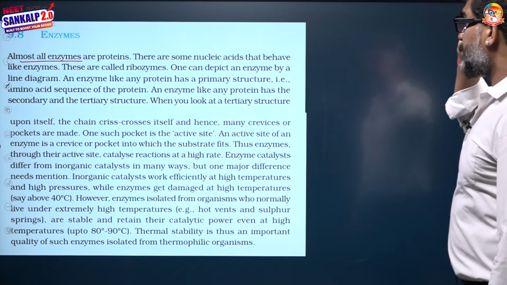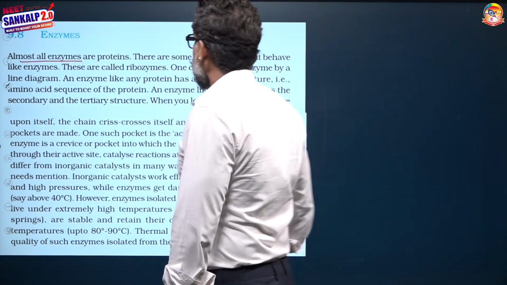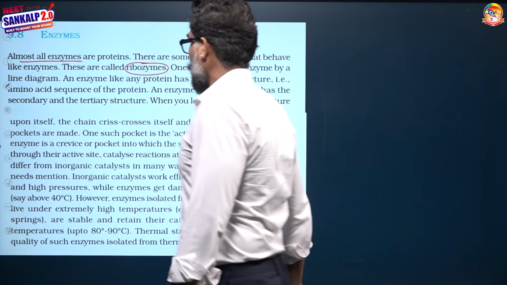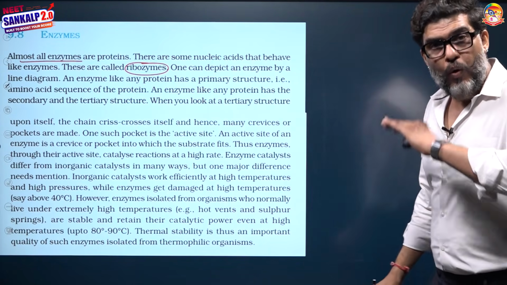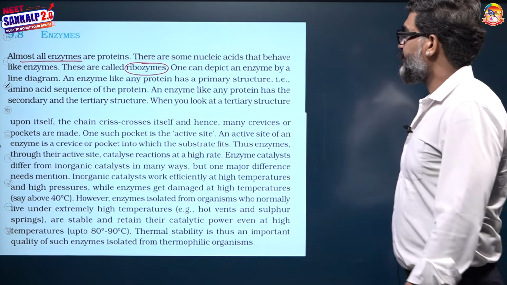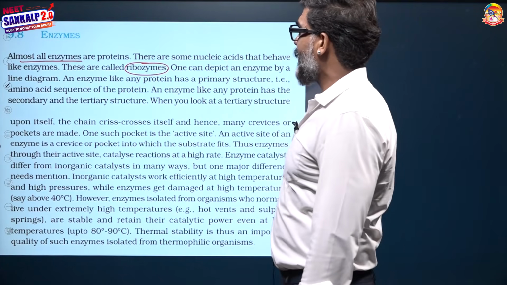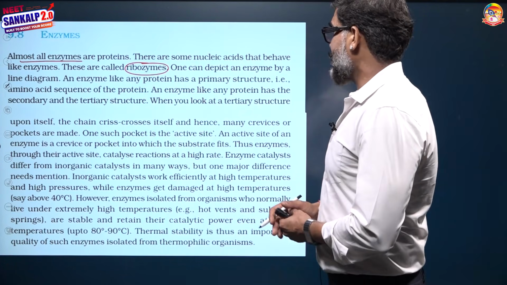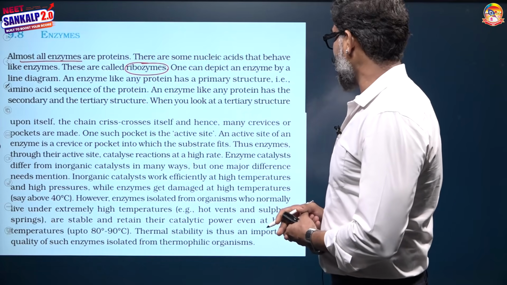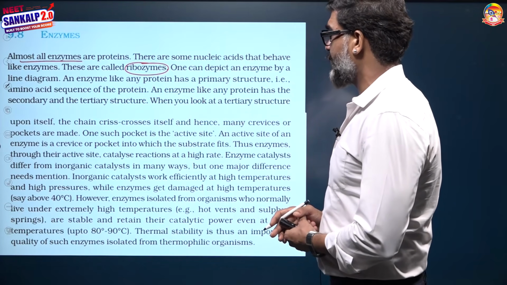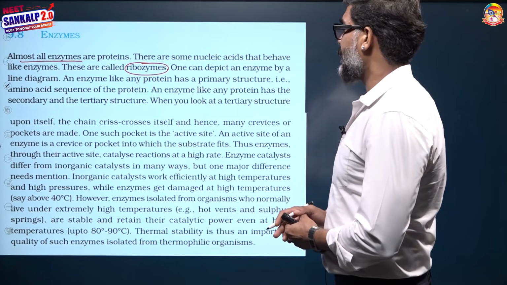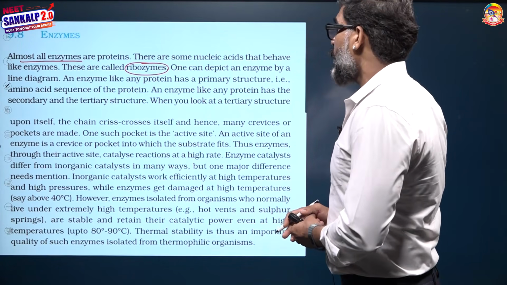There are some nucleic acids that can act as an enzyme, and we know what they are, ribozymes. So except ribozymes, all enzymes are protein. One can depict an enzyme by a line diagram, that is, a sequence of amino acids. An enzyme, like any protein, has the primary structure, that is the amino acid sequence. Then an enzyme, like other protein, has the secondary and tertiary structures also.